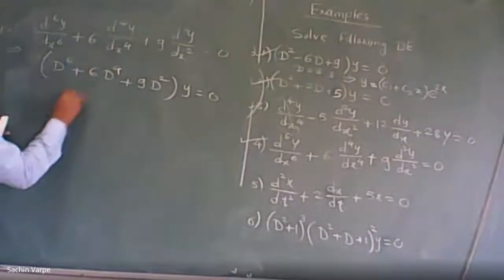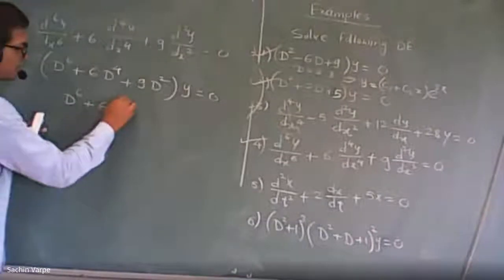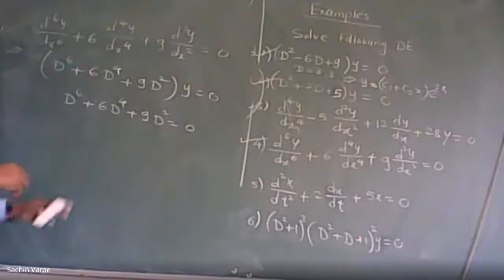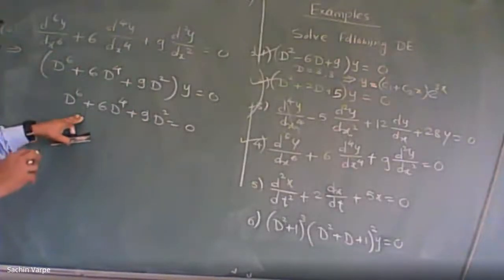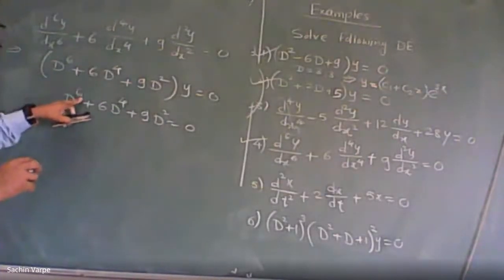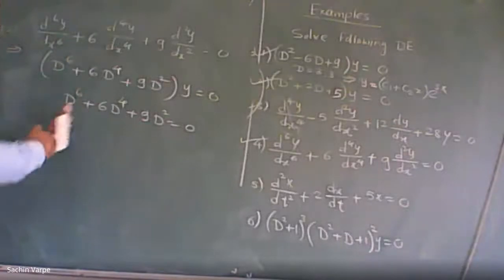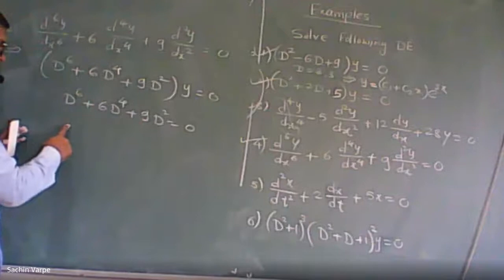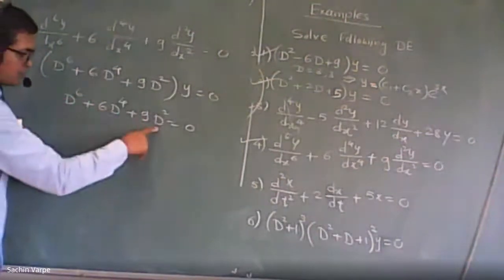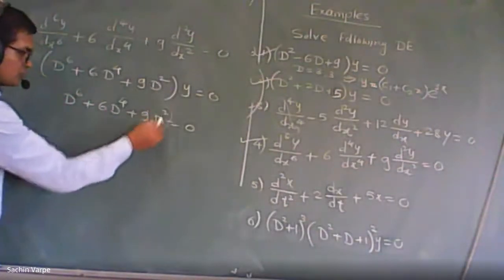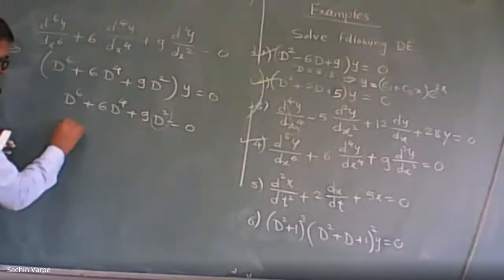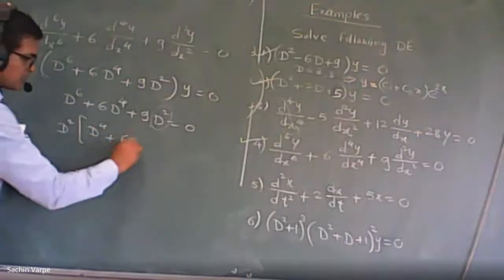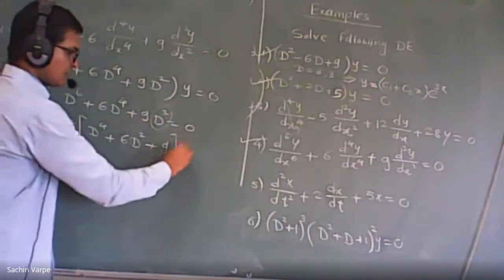Its auxiliary equation: d raised to 6 plus 6d raised to 4 plus 9d square equal to 0. Now solve this. So how many roots should we have? Because as it is of order 6, we should have 6 roots, remember. So let us try to get those 6 roots. Now here I can see d involved in each term, so I can take d raised to power 2 common. So when I take d square out, the rest is d raised to 4 plus 6 d square plus 9 is equal to 0.